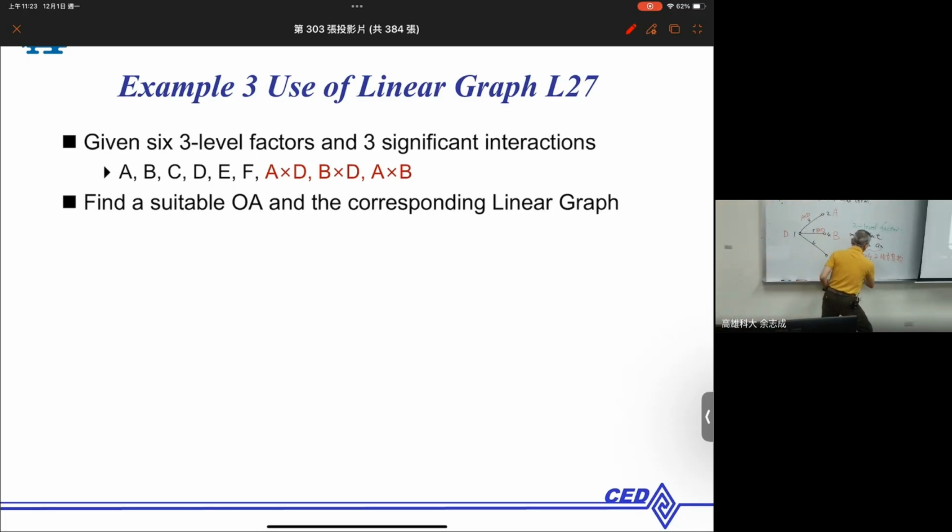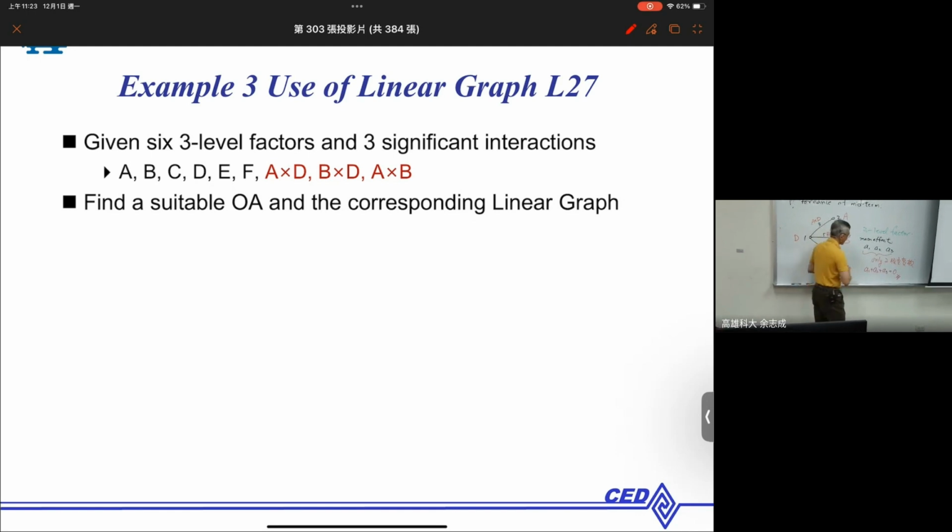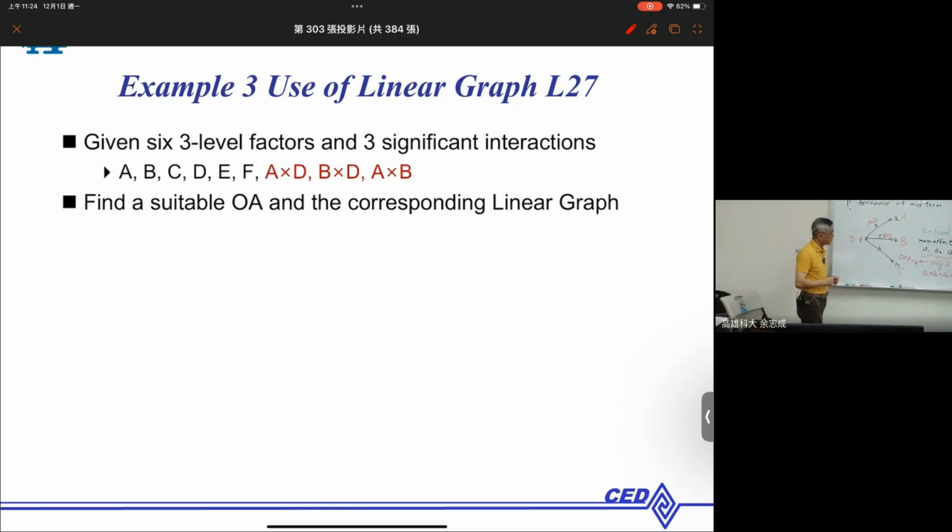What assumption? A1 plus A2 plus A3 will be 0, right? We already made this assumption. Therefore, the main effects only have 2 independent variables, or we can say the degree of freedom will be 2. I will talk about that again later, but I want to mention it now.